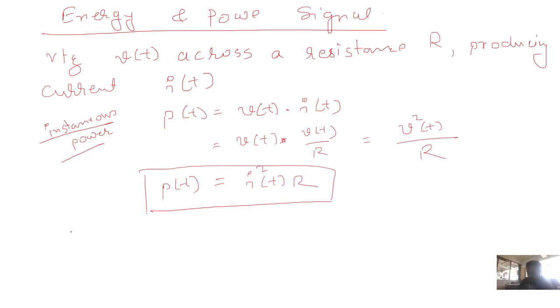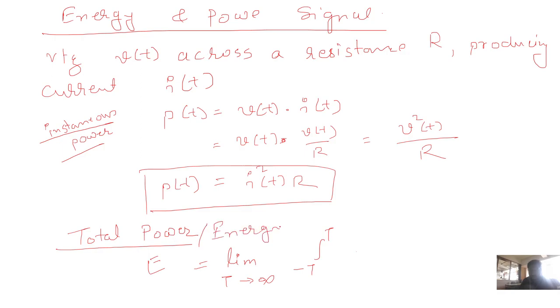Okay, but if I have to calculate a total power, what I need to do is integrate this over some plus or minus t, or minus t to plus t. Understand this, t has to go to infinity, right? So for infinite time you are taking this integration, and therefore I will take the limit as t goes to infinity. Okay, so for infinite time I am taking this, and then only I can get a total power. Okay, and this is a total energy. First I will take the energy, and then I will take the power. Okay, so this is the energy.